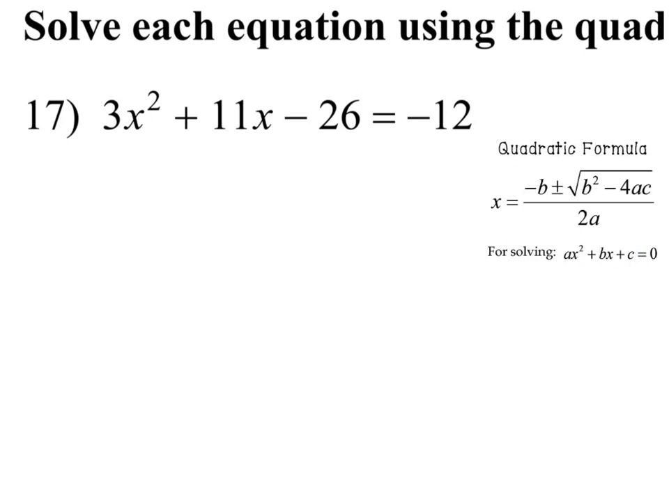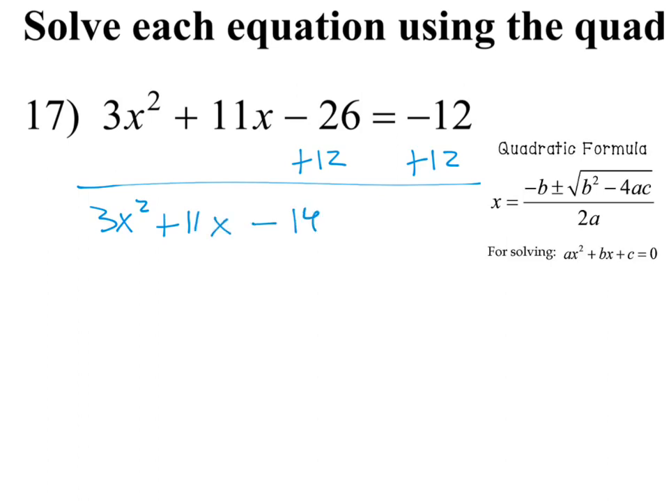And so, if we're going to use the quadratic formula on this, we need it to equal 0. So we're going to add 12. Now we're looking at 3x squared plus 11x minus 14 equals 0. And from here, you're going to take these numbers and plug them into our formula. We got a is 3, b is 11, and then c is negative 14. Make sure you put the correct signs on these things.